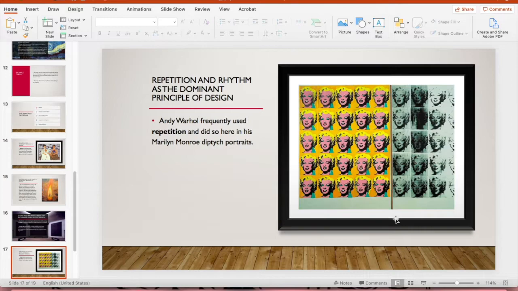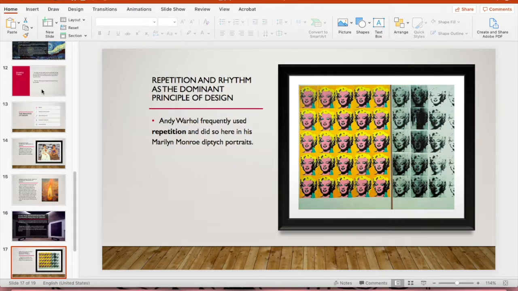Repetition and rhythm as the dominant principle of design. Andy Warhol frequently used repetition and did so here in his Marilyn Monroe diptych portraits, okay? Repetition. She repeats over and over again, and that creates this sense of rhythm throughout the painting. Repetition, same as in music. It creates a rhythm in art, all right?